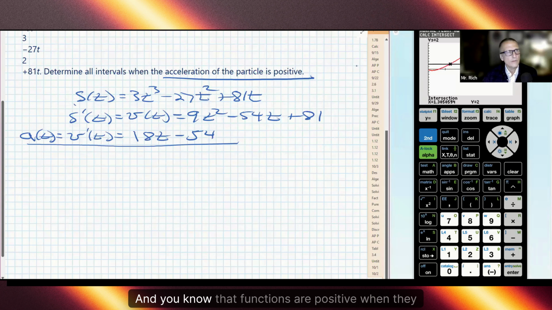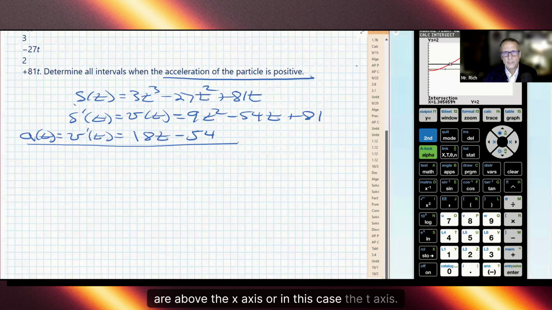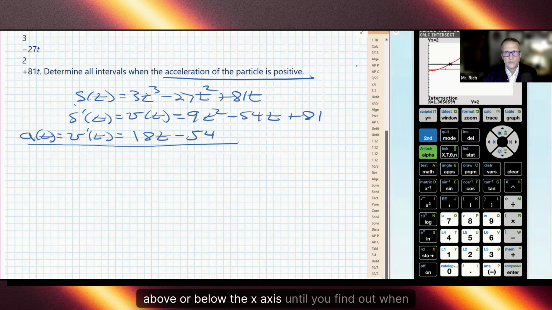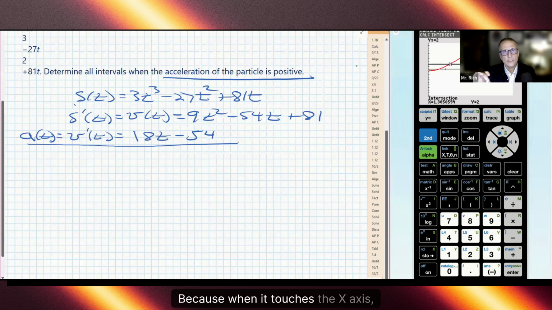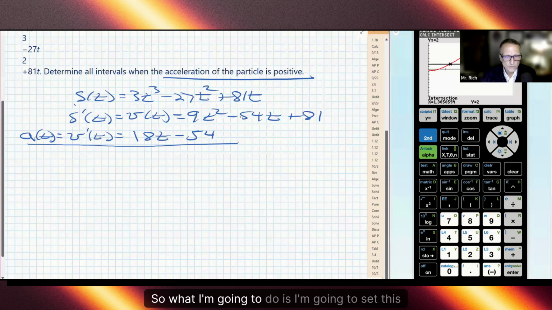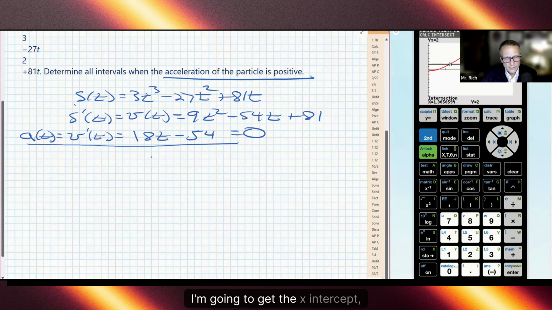And you know that functions are positive when they are above the x-axis, or in this case, the t-axis. You can't know when a function is going to be above or below the x-axis until you find out when it is at the x-axis, because when it touches the x-axis, that's the place where it might change from being underneath to being above. So what I'm going to do is set this thing equal to 0. And when I do, I'm going to get the x-intercept, right?